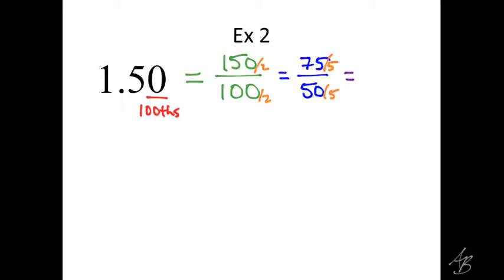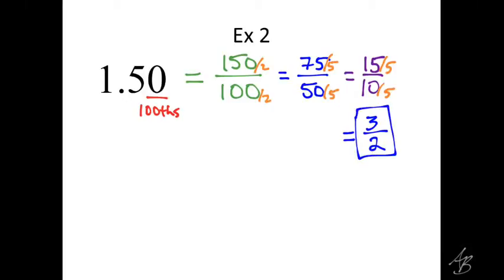75 divided by 5, and 50 divided by 5 is 10. Are we done yet? No, we can reduce by what? 5 again. Both of these numbers end in a 5 or a 0. So 15 divided by 5 gives us 3, and 10 divided by 5 gives us 2. Are we done yet?